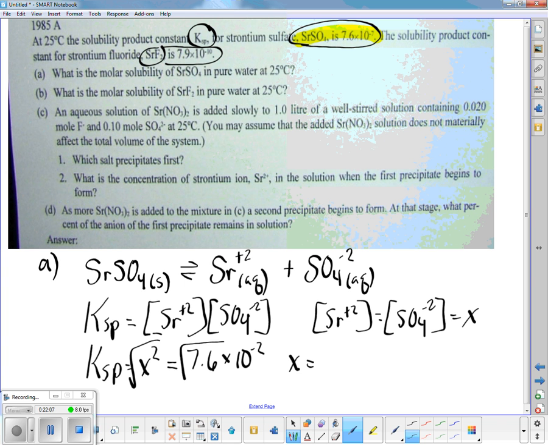So if we were to put that in scientific notation, hopefully it will be this. Is that what you got? And it is concentration, so it's molarity, and that's the solubility of SrSO4.